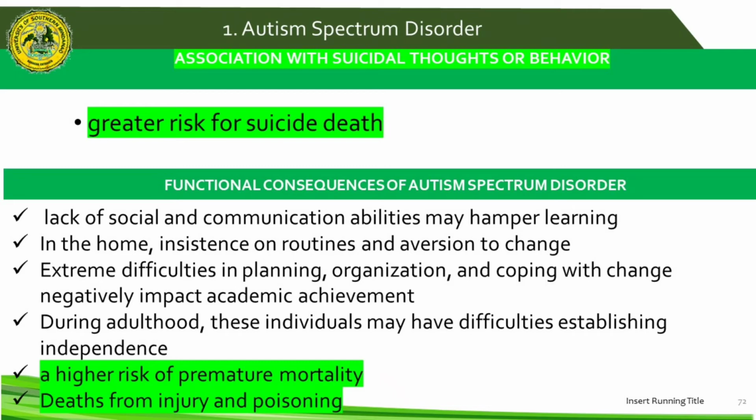For the functional consequences, in young children with autism spectrum disorder, lack of social and communication abilities may hamper learning. In the home, insistence on routines and aversion to change as well as sensory sensitivities may interfere with eating and sleeping and make routine care, for example haircuts, dental work, extremely difficult. Adaptive skills are typically below measured IQ.